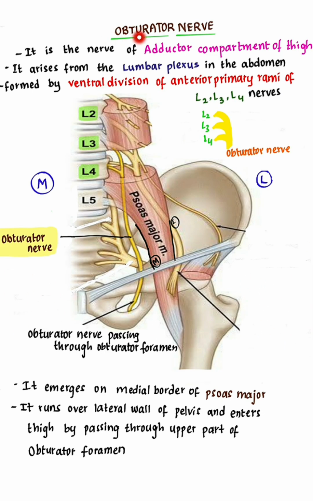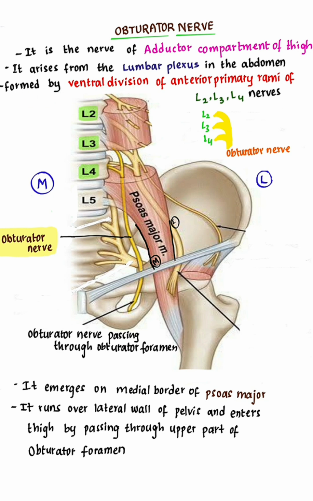Let us now learn about obturator nerve. Obturator nerve is the nerve of adductor compartment of thigh, that is medial compartment of thigh. It arises from lumbar plexus within the abdomen.